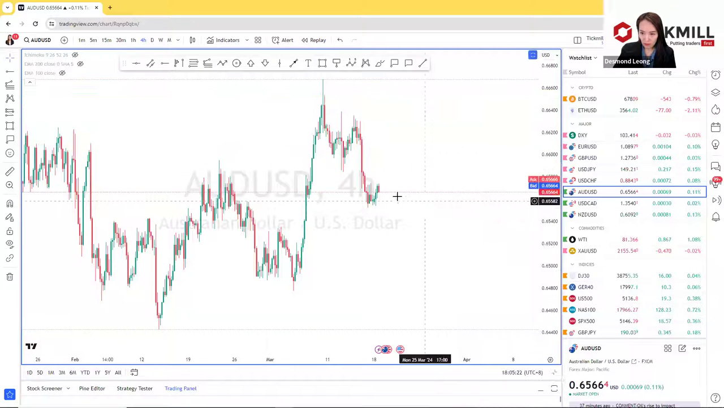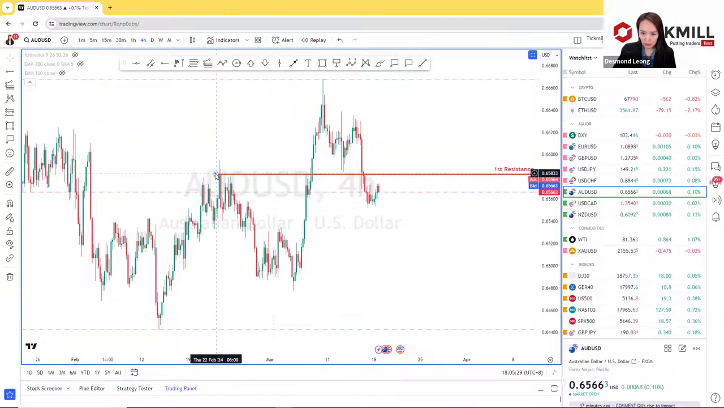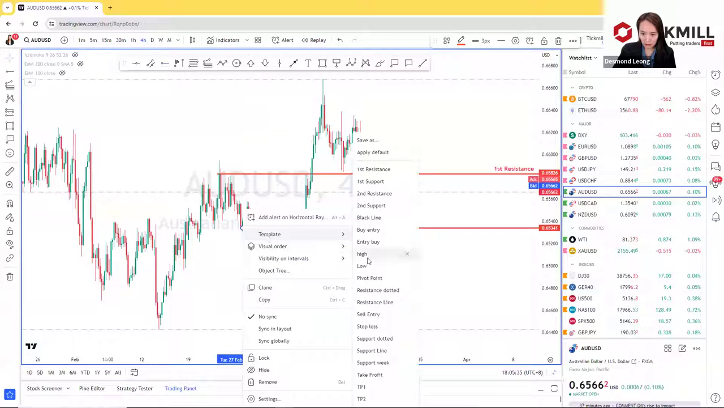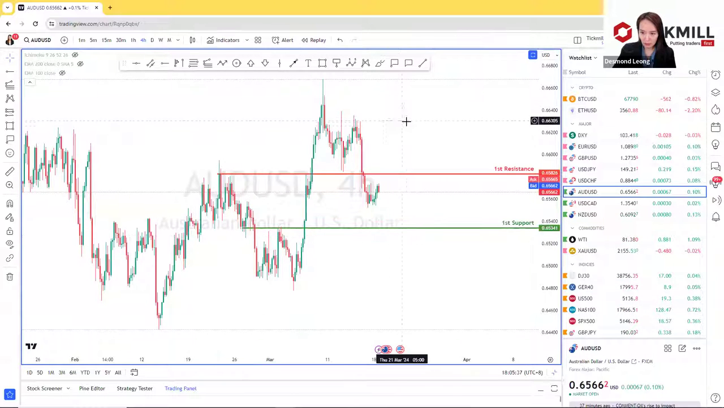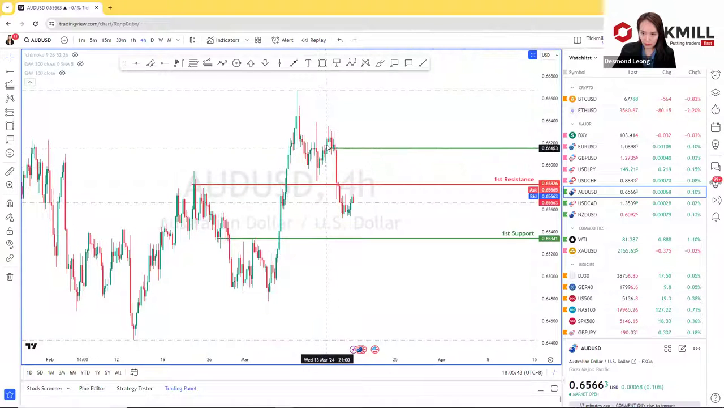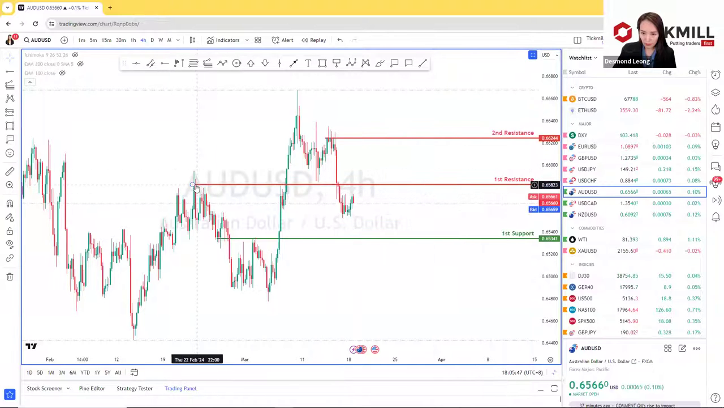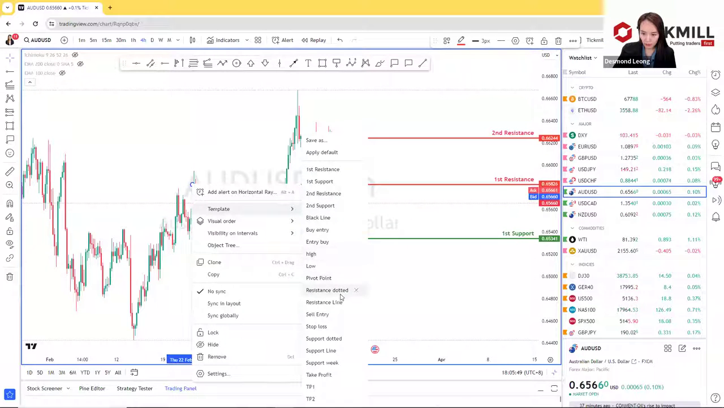Okay, let me highlight the zone. This is your first resistance. This is the first part. This is my second one, which I will put here.